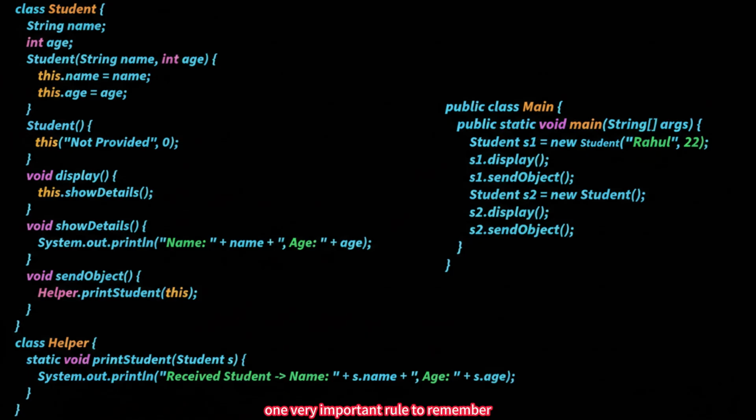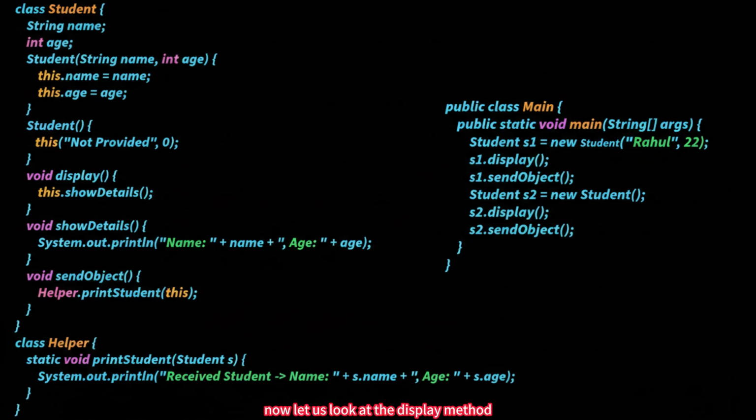One very important rule to remember: this must always be the first statement inside a constructor. This concept is called constructor chaining, and it helps reduce code duplication.